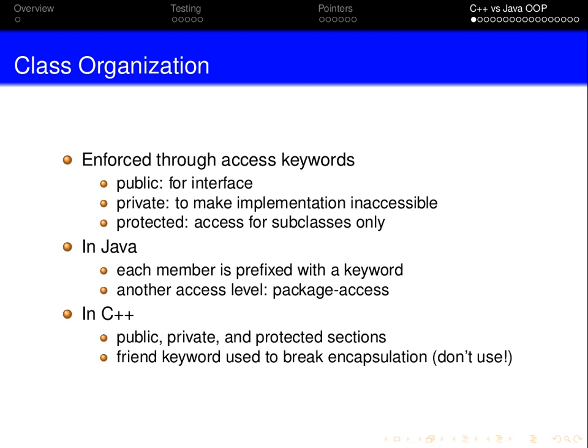All right, class organization: public, private, and protected. Switching gears, I forgot to do the transition. We're jumping from pointers and now we're going to talk about OOP inside of Java and C++. Access is enforced through keywords. So you have public, private, and protected, just like in Java. In Java each member is prefixed with the keyword. In C++, they're done in sections, as I showed you beforehand with that code.